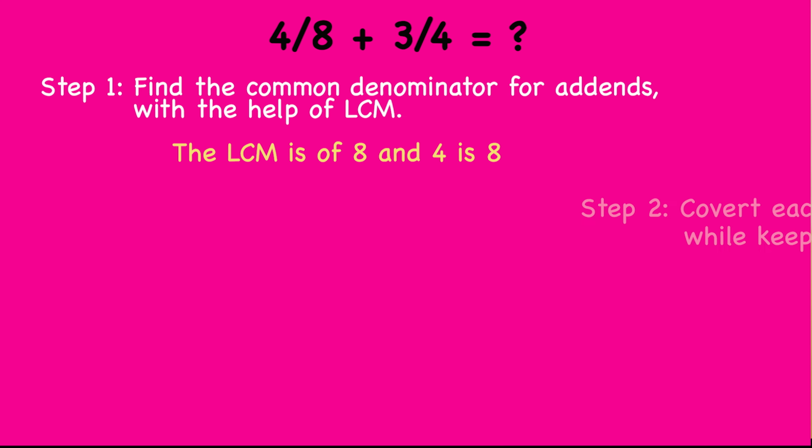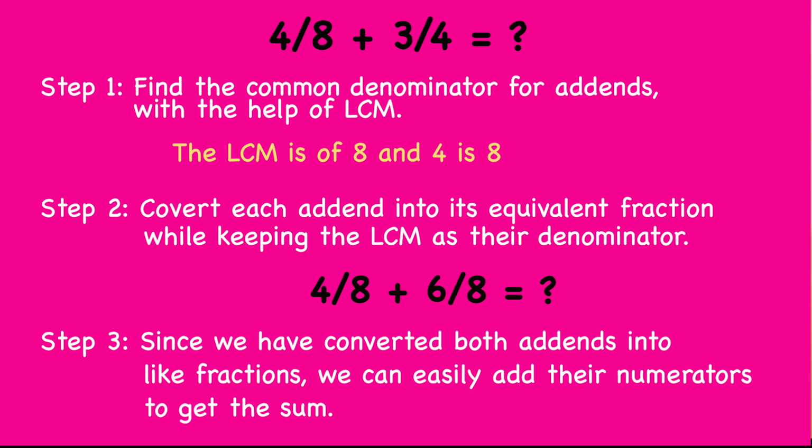Now let us resolve this problem step by step. Step number 1. Find the common denominator for the addends, of course with the help of LCM. In this case the LCM is 8. Step number 2. Convert each addend to its equivalent fraction while keeping the LCM as the denominator. In our example, the first addend is 4 by 8, which already has the same denominator as the LCM.